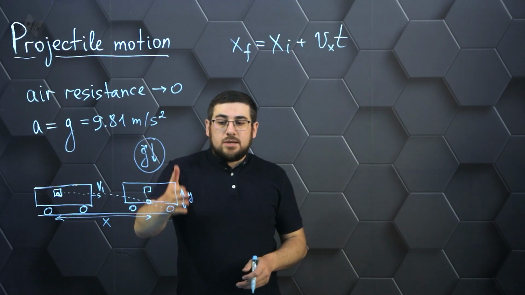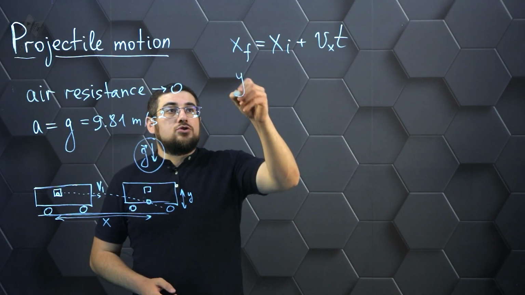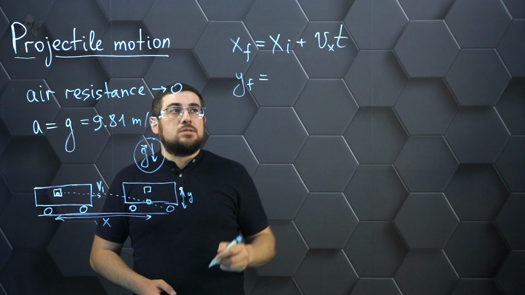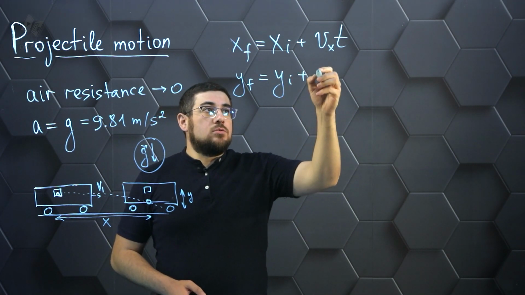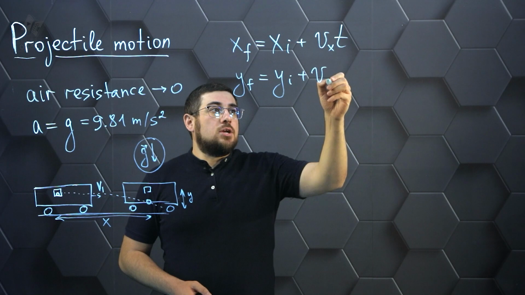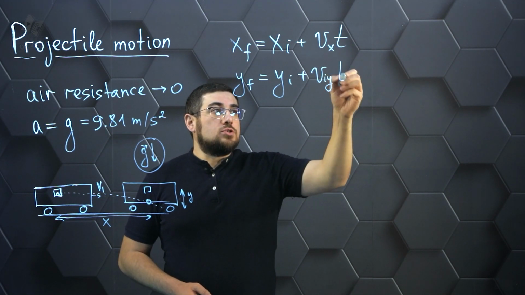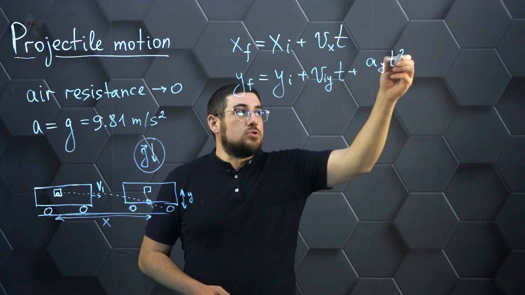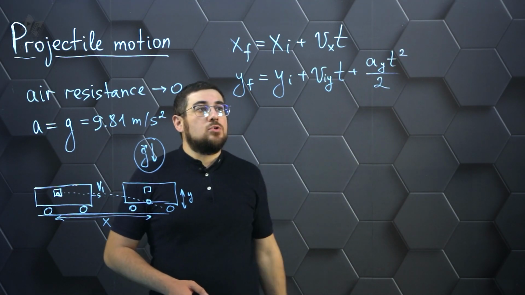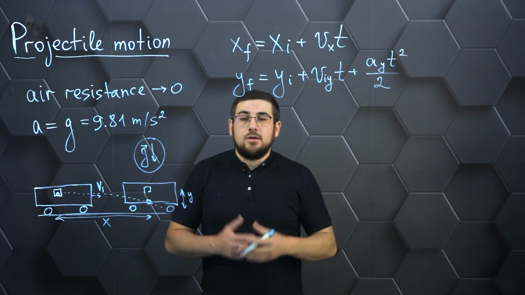As for the y-axis, in this case, the final y-axis coordinate will be determined by the sum of the initial y-axis coordinate, plus the initial y-axis velocity times time, plus the y acceleration times t squared divided by 2. This is our coordinate equation for uniformly accelerated motion.